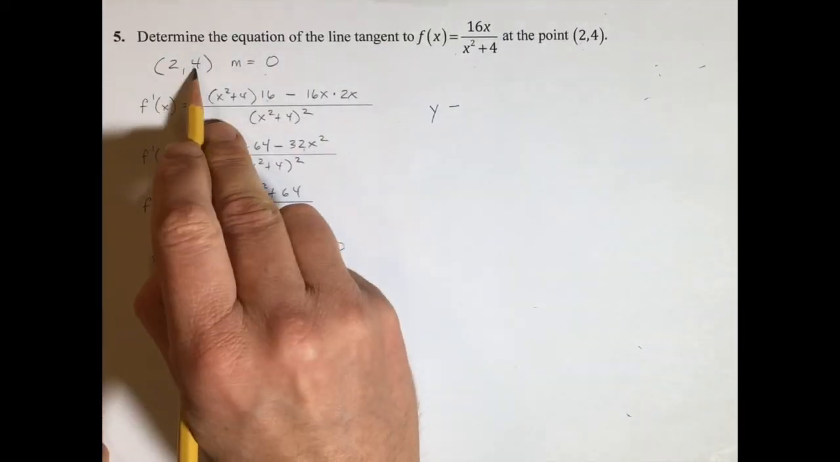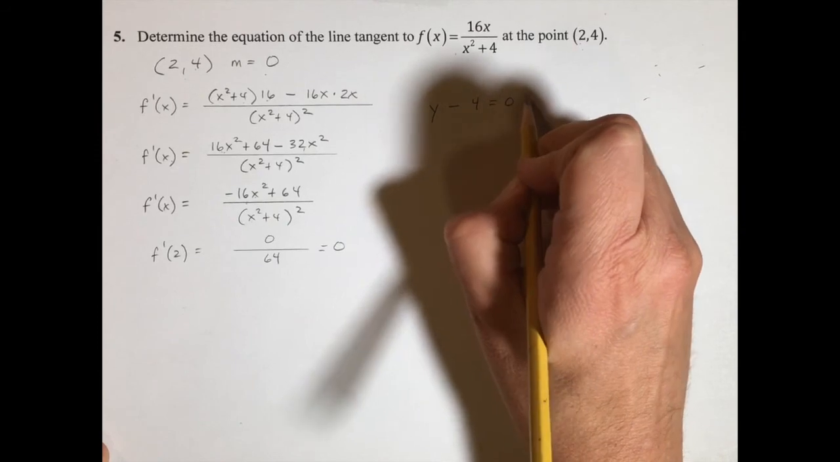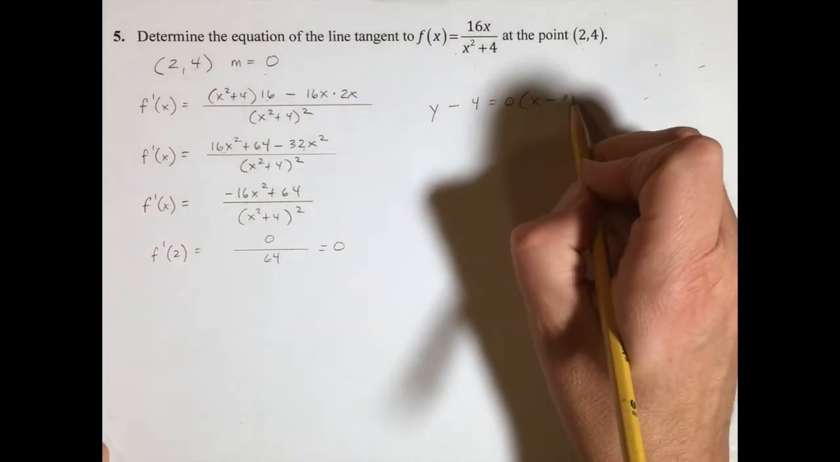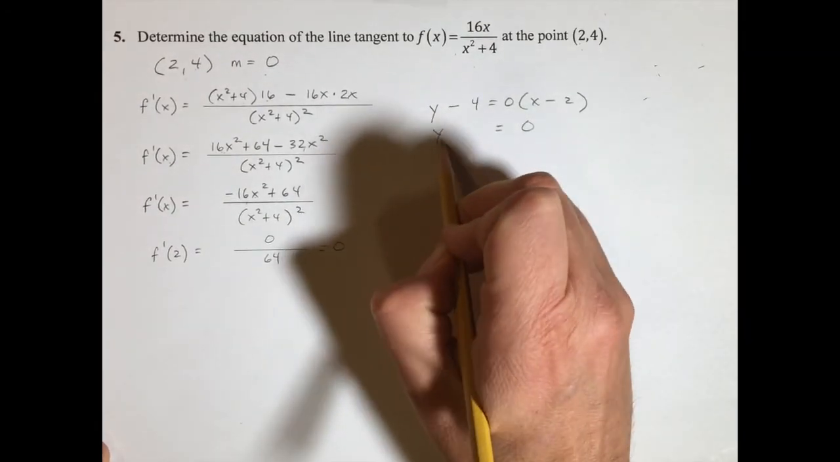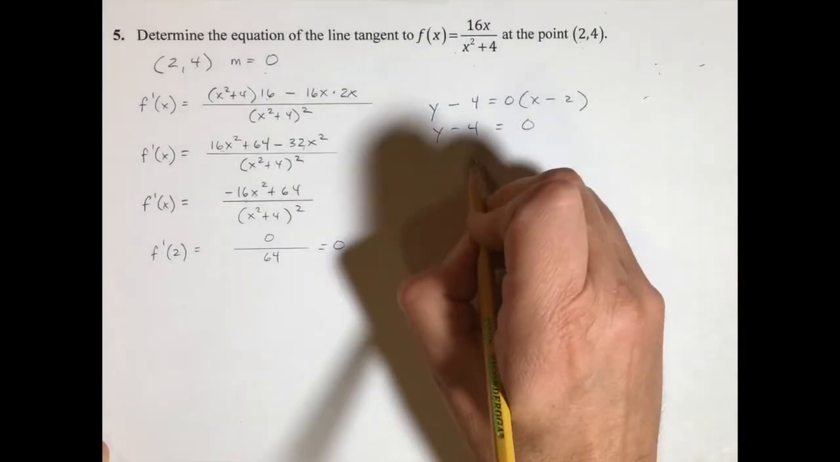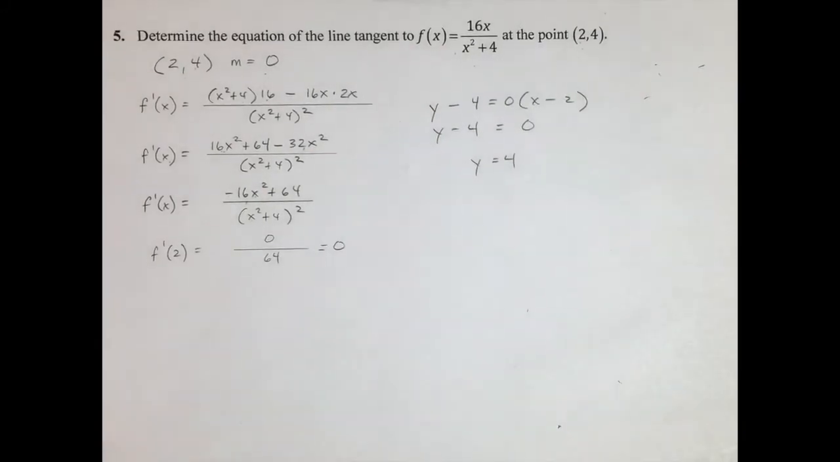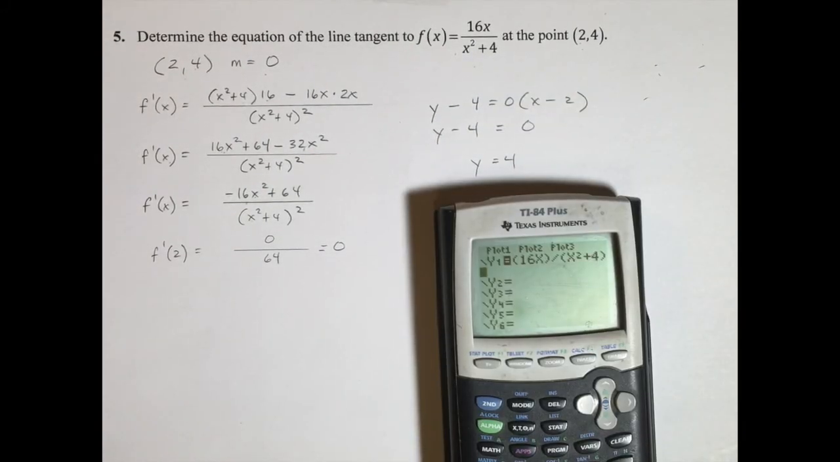Y minus my y value of 4 equals 0 times x minus my x value of 2, but of course 0 times anything is 0, so y minus 4 equals 0, or we could say y equals 4. Let's take a look at this one on our graphing calculator. Let's graph 16x divided by x squared plus 4. And I'll draw the line tangent at the point 2, 4, or where x equals 2.